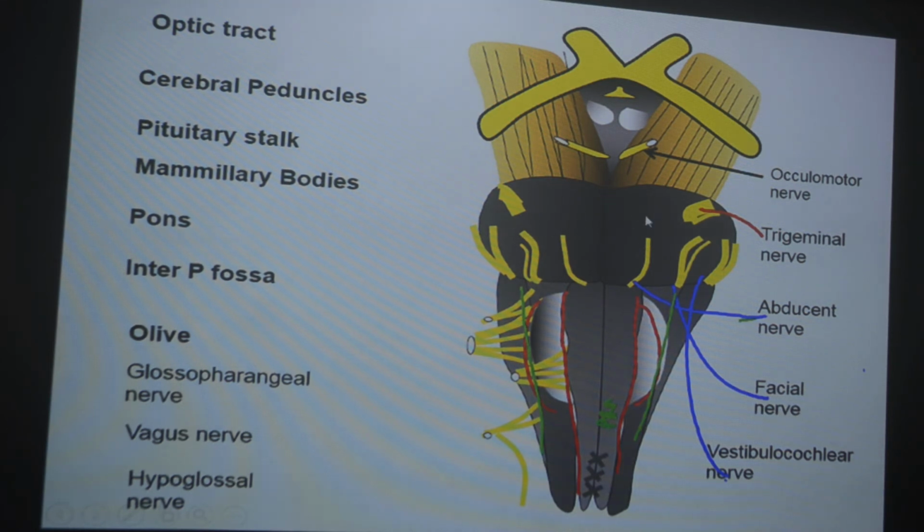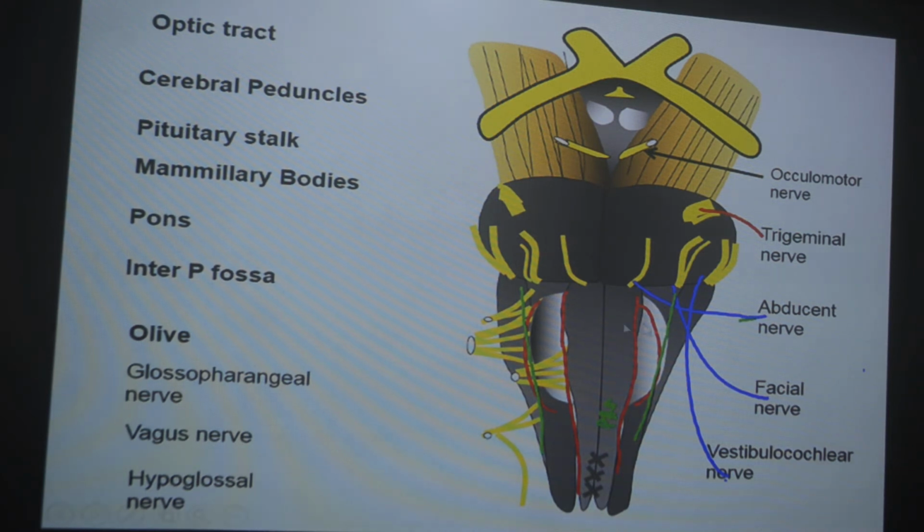Now you can see the pons is more like a bridge. It's a Greek term for a bridge, and it's a bridge between the two cerebellar hemispheres. So what you are going to see in the front are transverse fibers which are going laterally towards the cerebellum, and so the lateral portions of the pons are going to join the cerebellum by the middle cerebellar peduncle.